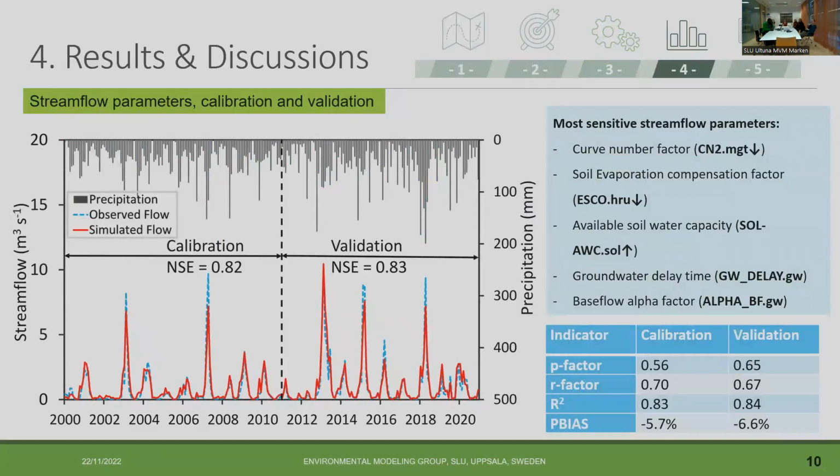I'm not so sure, but maybe there are two reasons. The soil maps that we used were a bit coarse, and I don't know whether that was contributing to this sensitivity. Also, this area is more of a sandy loam region, so there is a lot of infiltration. So the sensitive groundwater parameters, like the available soil water capacity, the groundwater delay time, and also the base flow factors, were highly sensitive in our model.